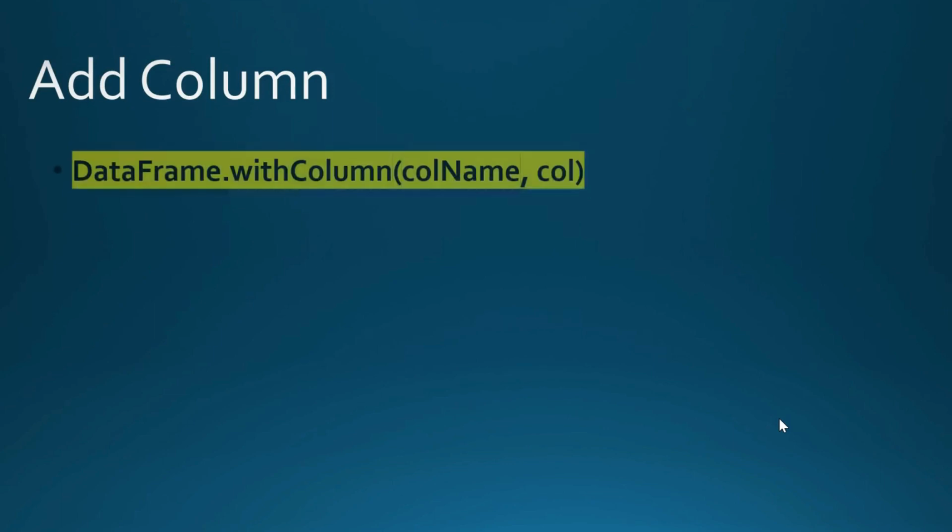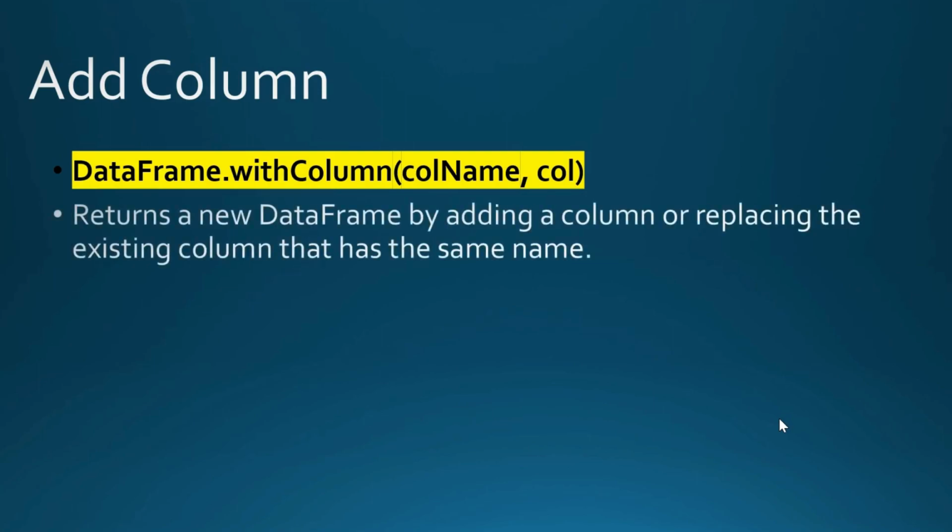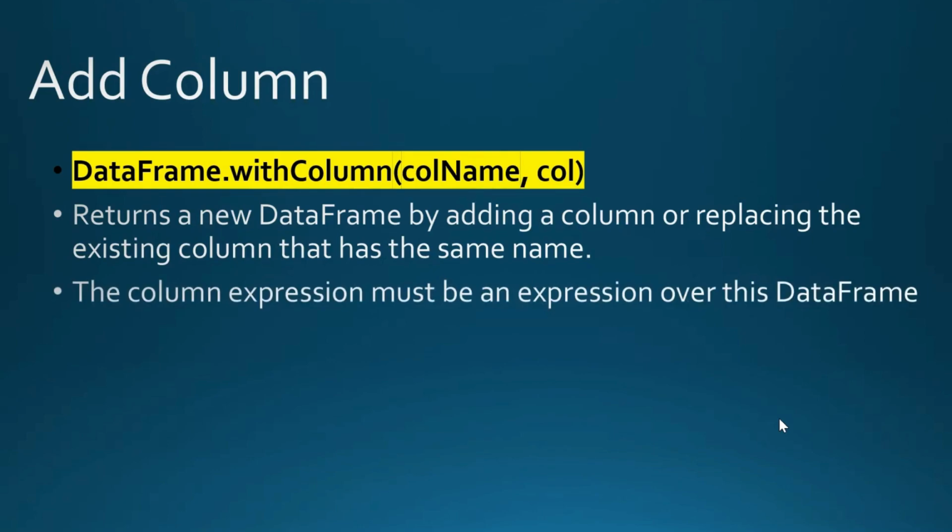So what is add column? It means in a data frame, you have to add a new column to it. For that, PySpark provides a withColumn method. The withColumn method adds a column into a data frame and returns a new data frame. If the column name already exists, it will replace that particular column with the new expression of the column that you provide.